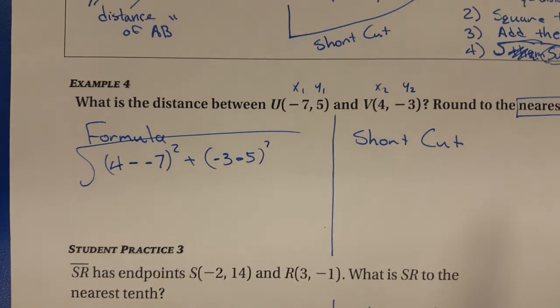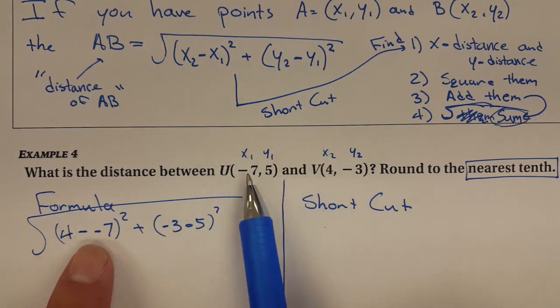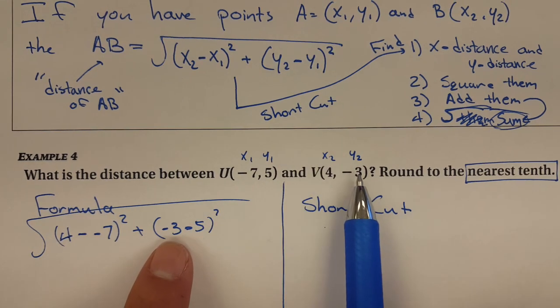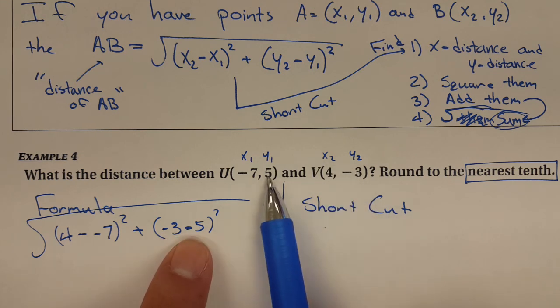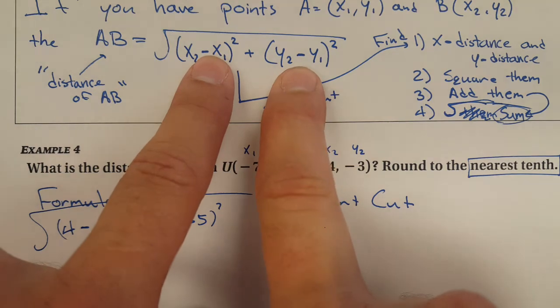Okay, so let me double check. What did I do here? So I did x2 minus x1, and then I did y2 minus y1. So pay attention to positives and negatives, so be careful. I set it up just like it goes.